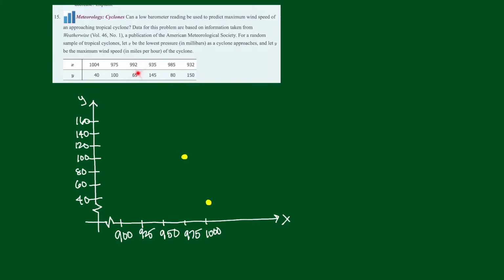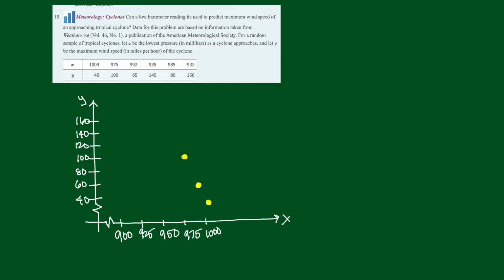Then I've got 992 and 65. So let's see where that's going to be. 992, well, 992, that's probably in here somewhere. And 65, that's probably up right around there. So 992 and 65. Let's see, I'm thinking, well, maybe here. Okay, make a big dot, that'll cover it.